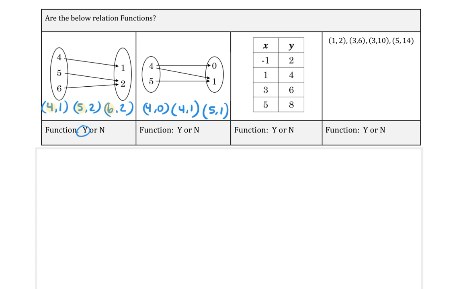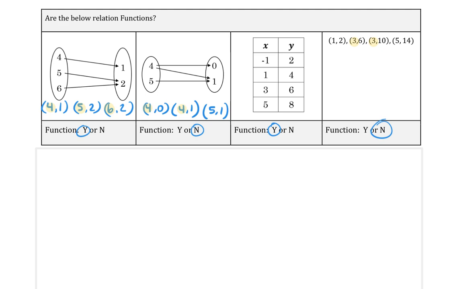Now, if we look at this next one, this will show you what's not a function. 4 is paired with 0, but 4 is also paired with 1. That immediately tells you this is not a function, because each X can only be paired with one Y. And right there, the X value of 4 is paired with both 0 and 1. That's bad. So if we take a look at this table of values, do you see any X value listed twice? I do not. So this is a function. If we take a look at the next one, do you see any X value listed twice? Oh, I got 3 paired with both 6 and 10. So that is not a function.